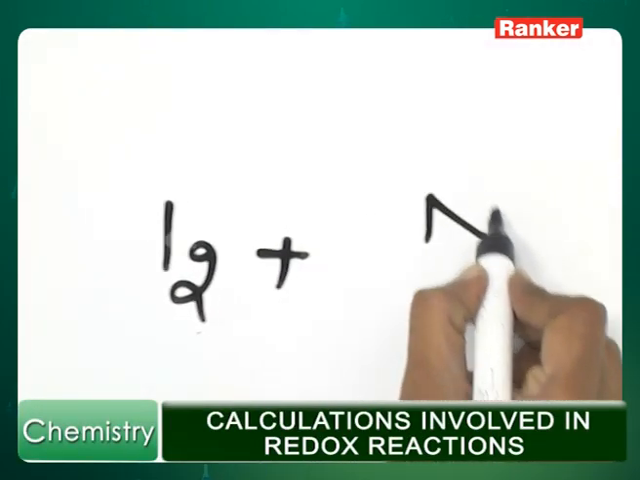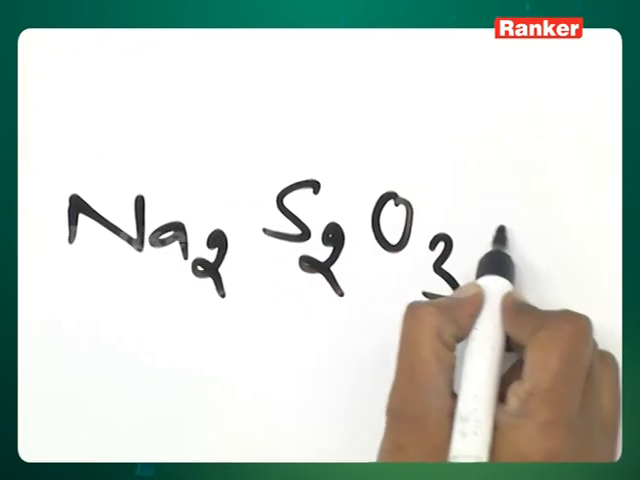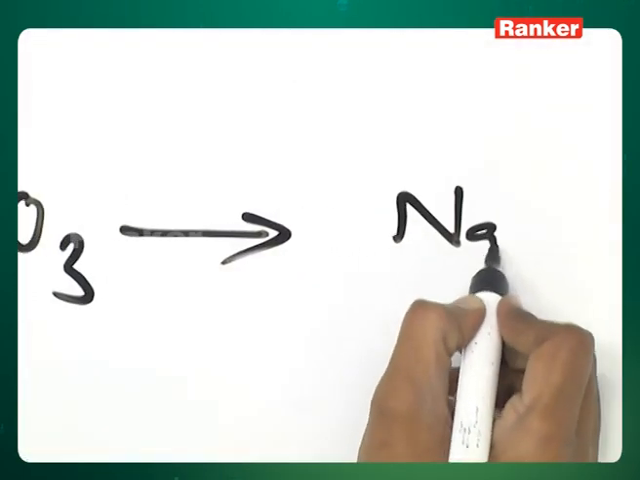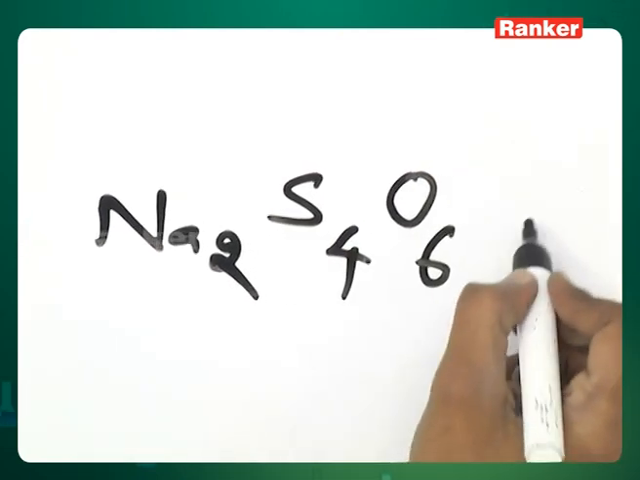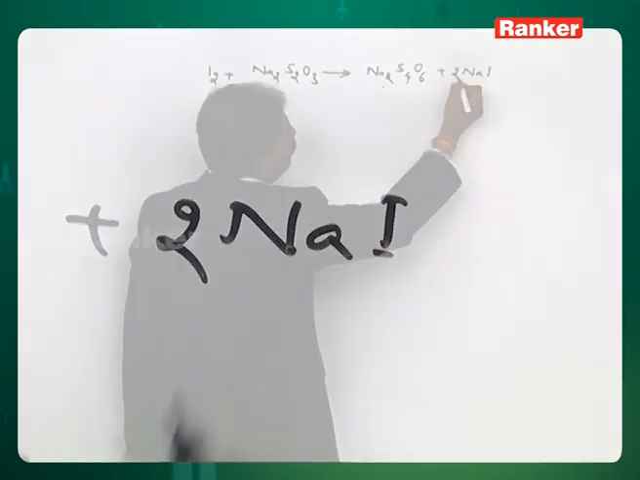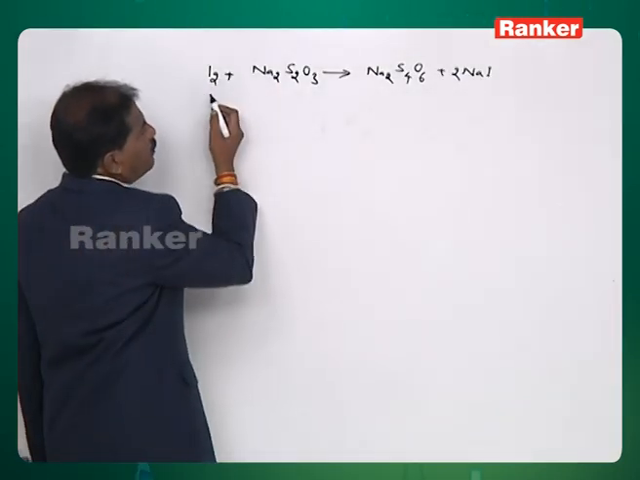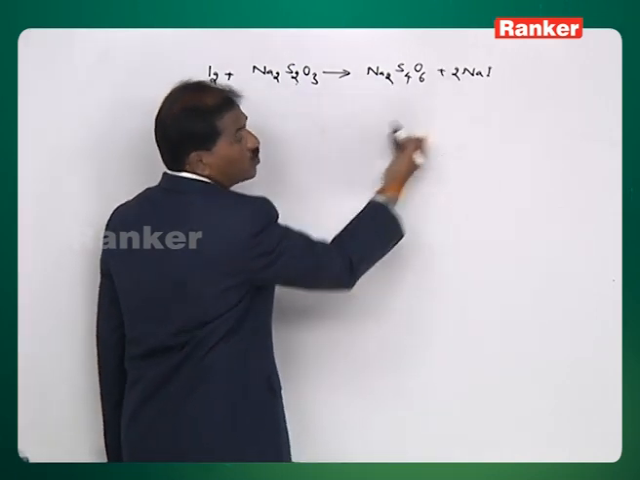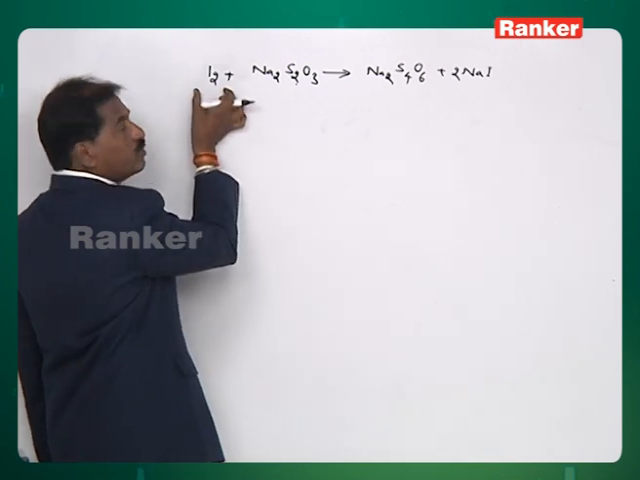Iodine is reacting with Na2S2O3. This is hypo. Here, the product is Na2S4O6. This is sodium iodide. Therefore, iodine upon reaction with the hypo forms sodium tetrathionate and sodium iodide. Now, what is the valence factor of the iodine?